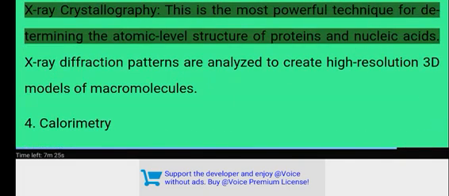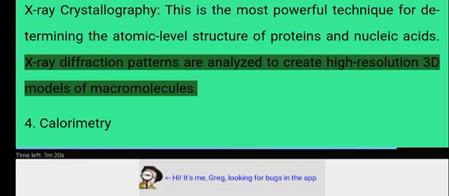X-ray crystallography. This is the most powerful technique for determining the atomic level structure of proteins and nucleic acids. X-ray diffraction patterns are analyzed to create high-resolution 3D models of macromolecules.